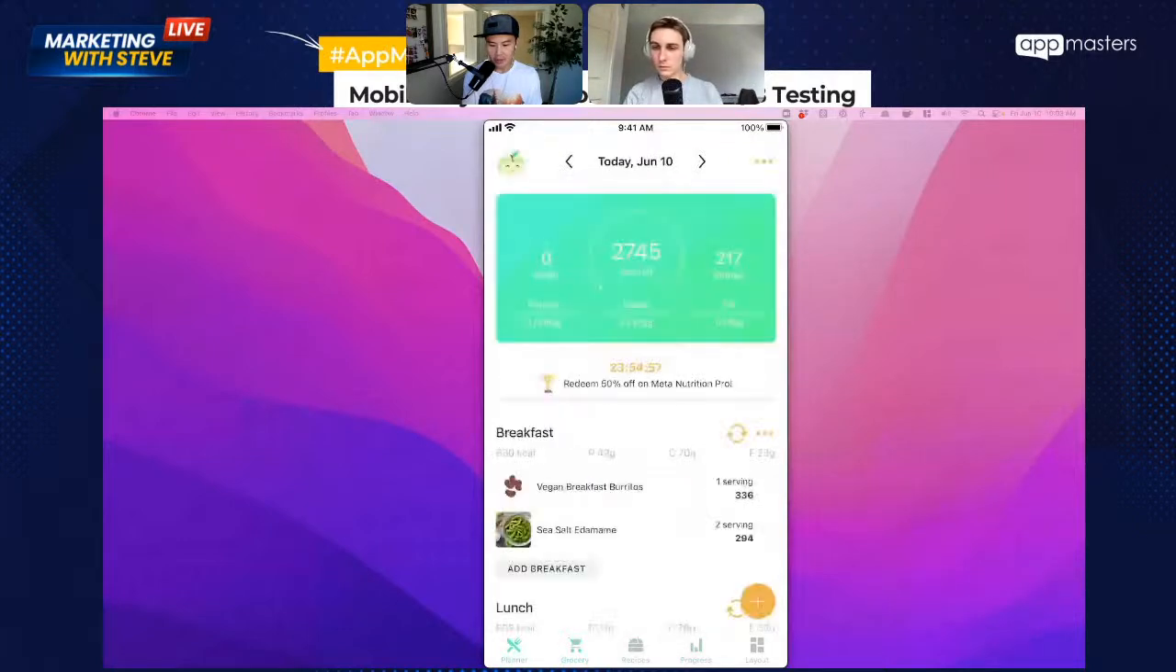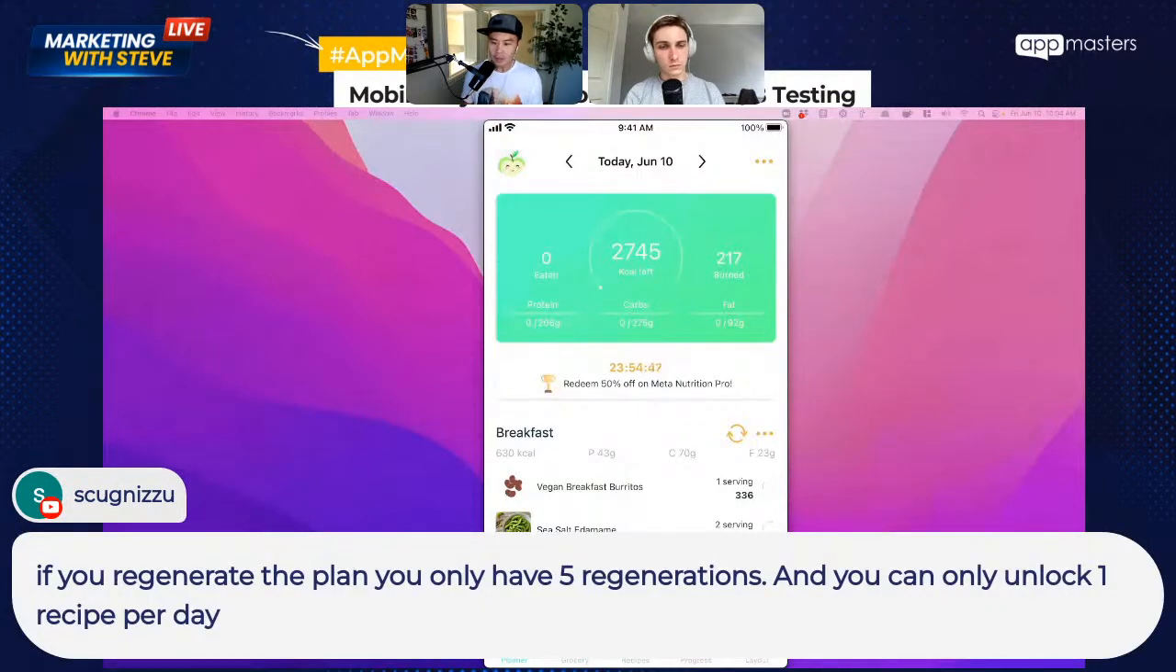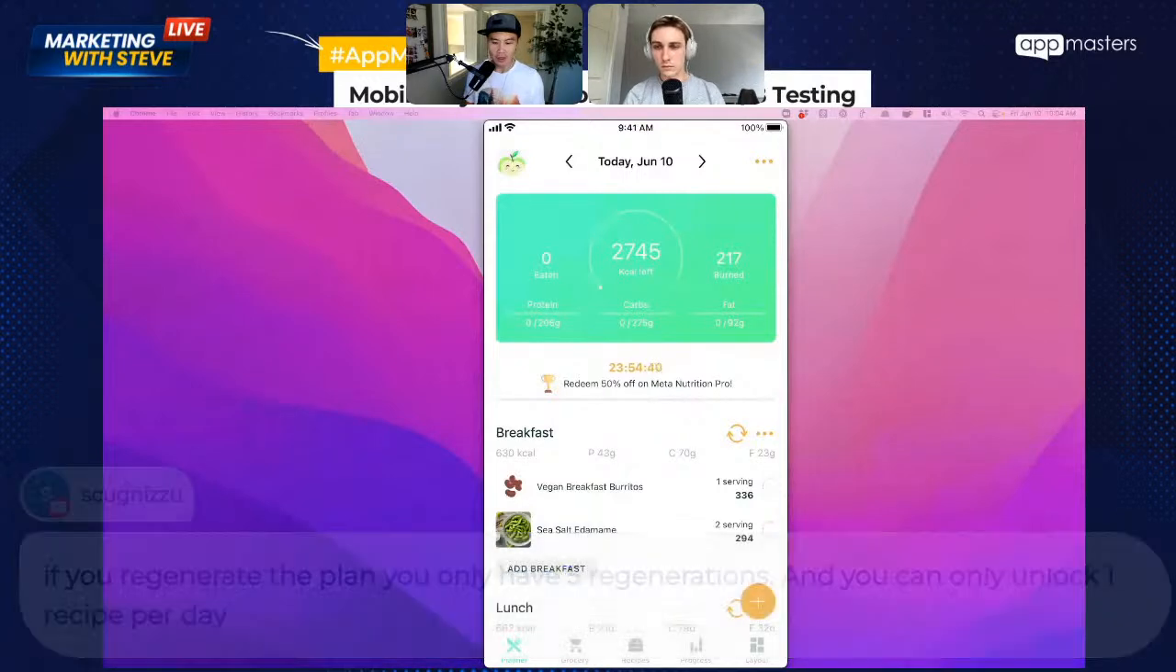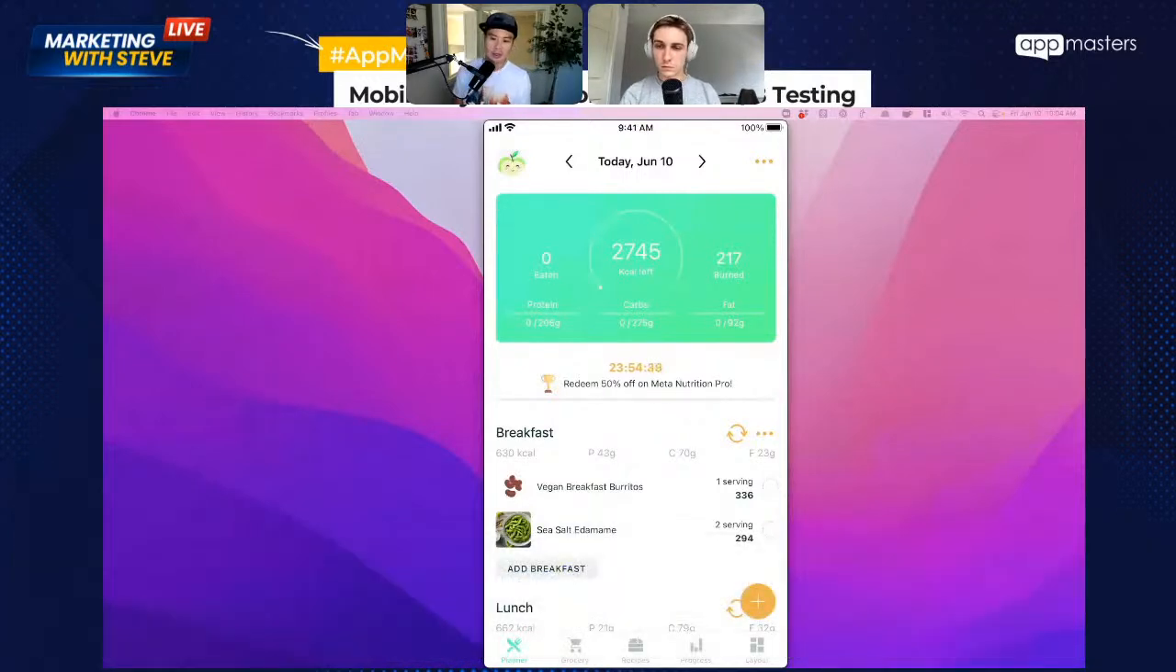But then what I was going to say was, if you're locking that right now, and I don't know what you're locking all the time, but it says here, if you regenerate the plan, you only have 5 regenerations, but you can only lock 1 recipe per day. Okay, that's good. Then you're being super aggressive.